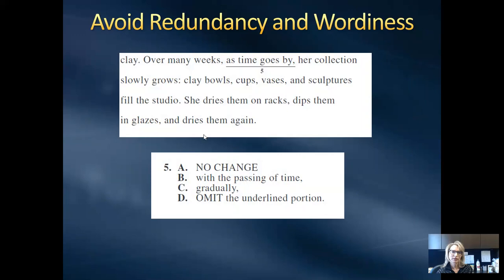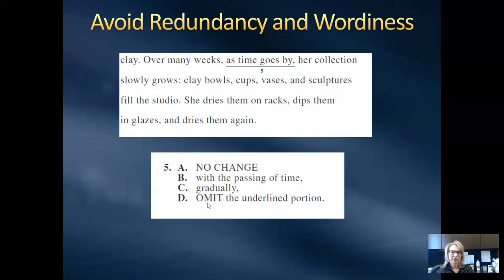So let's see, would we want to say no change and keep over many weeks and as time goes by? Well, really, over many weeks already implies that time is going by. So I don't think we want the no change. Over many weeks with the passing of time, same problem. We already conveyed that time's going by when we said over many weeks. So gradually, over many weeks, gradually, her collection slowly grows. I think we're saying that 3 times, over many weeks and gradually and slowly. So that's not the one.